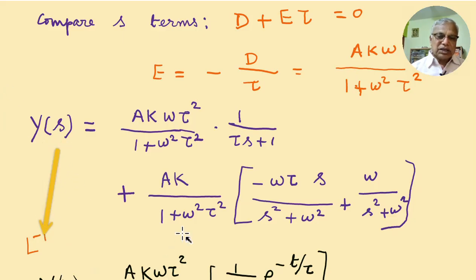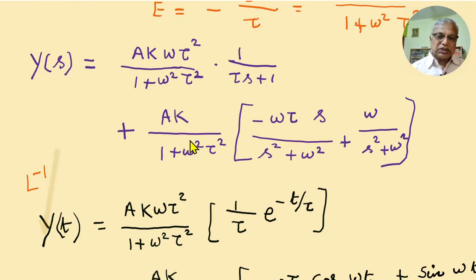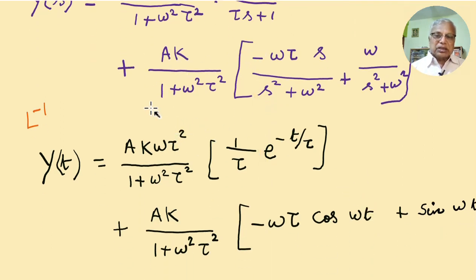If we take inverse Laplace, the first term's inverse Laplace is this. These are all constants, so retained as such. 1 by tau s plus 1 inverse is 1 by tau into e power minus t by tau. So this is the inverse of this. Now the second term, again this is common, constants retained as such, ak by 1 plus omega square tau square.